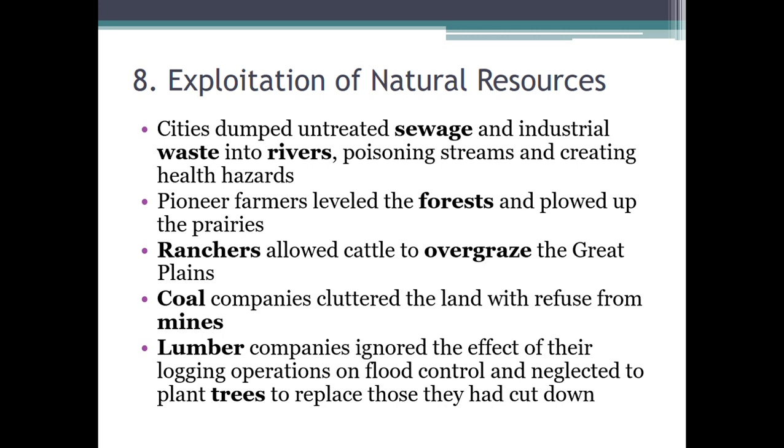Other things that are happening: forests are being totally cleared. Ranchers are allowing their cattle to overgraze on lands. Coal companies are destroying the land when they blast for coal mines. And lumber companies are ignoring the fact that cutting down all these trees is leading to more floods. They're not planting trees to replace the ones they've cut down. So the environment is really being totally decimated during this era of industrialization because there were no rules to really stop people from doing this.